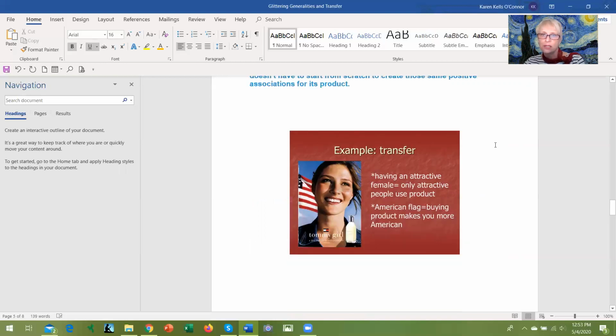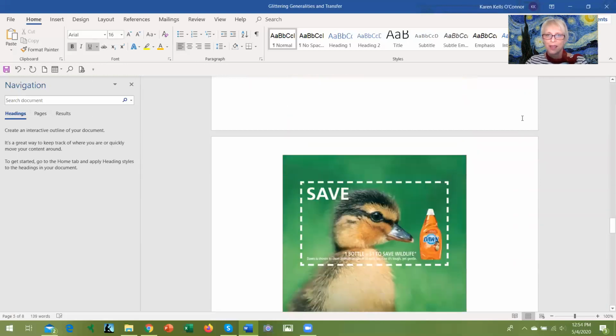All right, so here's an example. This is an ad for a cologne, Tommy Girl, and having an attractive female in the ad makes you think only attractive people use the product. So if you use it, you'll be seen as attractive. There's an American flag flying in the background, and that's the patriotism thing, like it's an American thing. If you have pride in your country, you'll associate that pride and that positive feeling with Tommy Girl cologne.